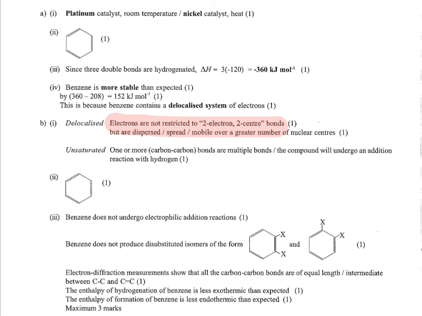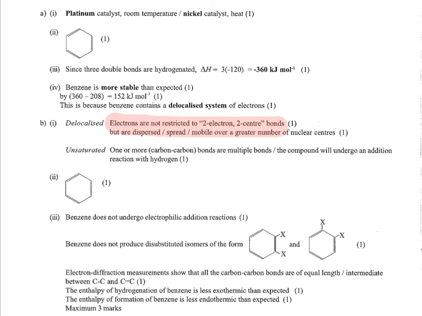So we've had a look at those kind of things before, so that's nothing new. Are dispersed or spread or can move over a greater number of nuclear centres. You can probably work out what that means. The idea that they can move beyond just 2 atoms, they can go over 2 or more atoms. And unsaturated, 1 or more carbon-carbon bonds or multiple bonds. The compound will chemically undergo an addition reaction with hydrogen. So therefore you can add hydrogen onto it over the carbon-carbon double bond. But in this particular case, because we're talking about benzene, there aren't carbon-carbon double bonds present, so it's safe just to leave it as the compound will undergo an addition reaction with hydrogen.